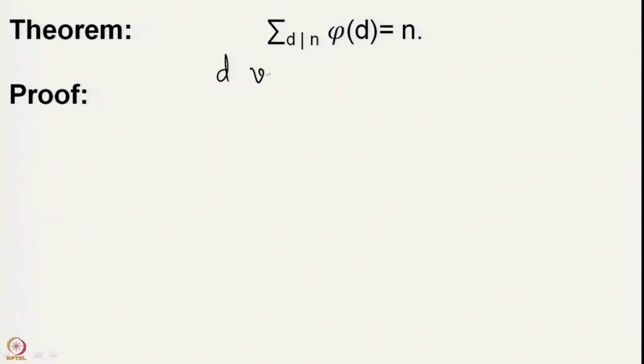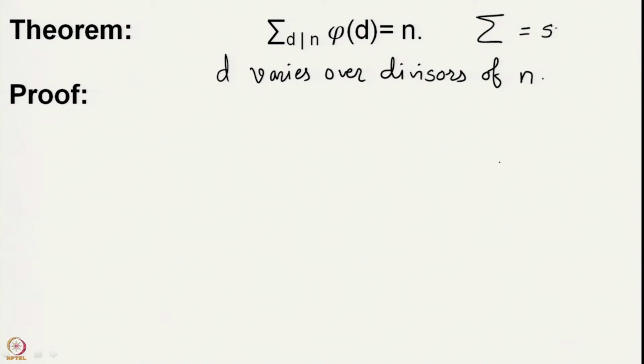d varies over divisors of n, and this sum is the symbol which denotes a sum. So, we are taking summation over phi d where d divides n and the answer is indeed equal to n. So, how does one prove this? The proof is quite nice.